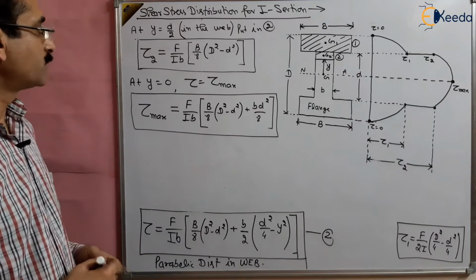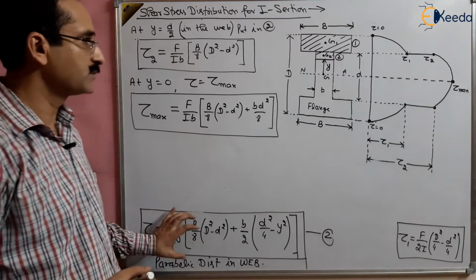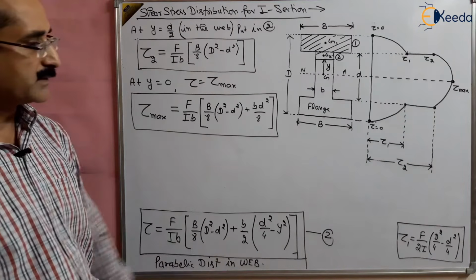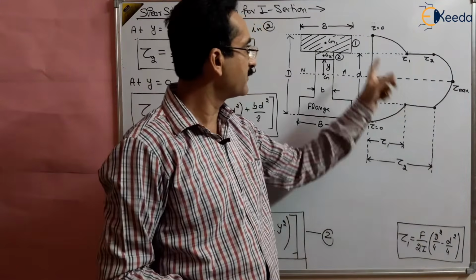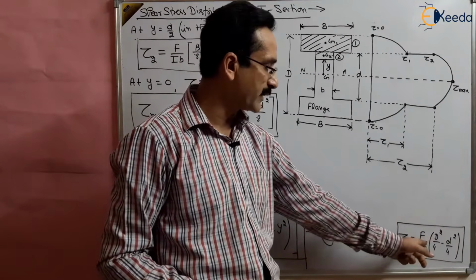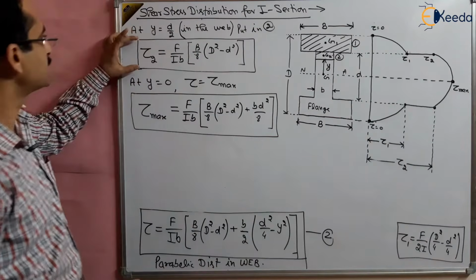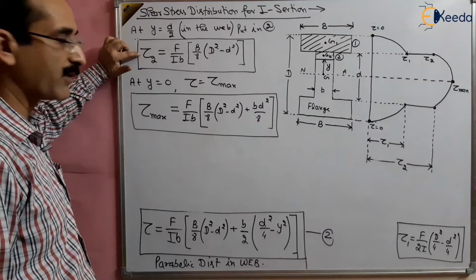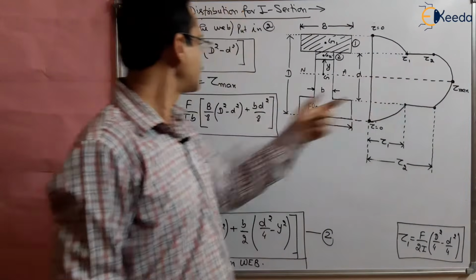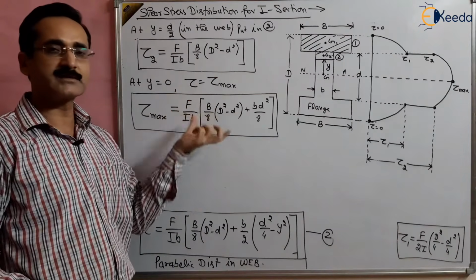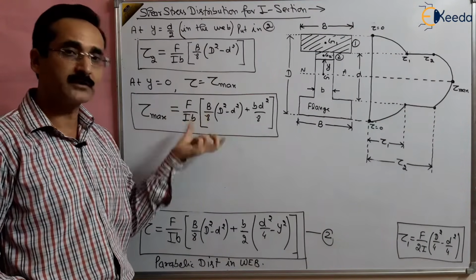So this is the shear stress distribution, a parabolic distribution inside the web. This is the shear stress inside the flange where the web and flange meet, right? And this is the shear stress where web and flange meet but inside the web, this is tau 2. And this is the maximum shear stress in the entire I section, which is just at the center of the I section.